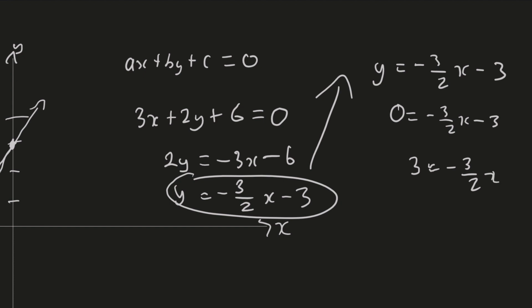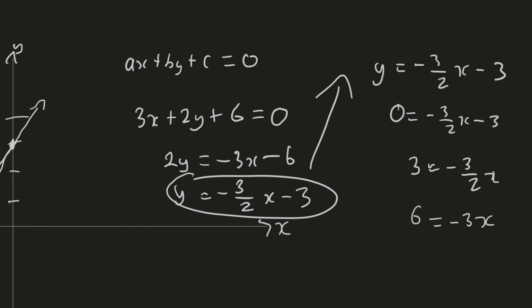Now, we are going to multiply both sides by 2, because I don't really like this fraction here. So to get rid of that fraction, we're going to multiply both sides by 2. So 3 times 2 is 6, and minus 3 on 2 times 2 is just minus 3. So 6 is equal to minus 3x. This is the coefficient of x, so we don't really need to add a 2x in there.